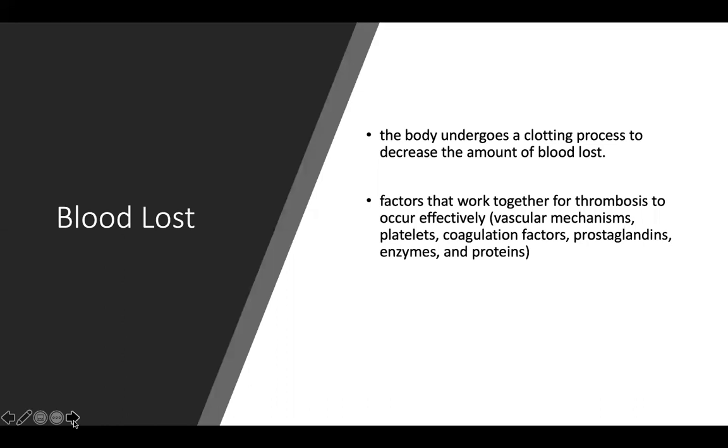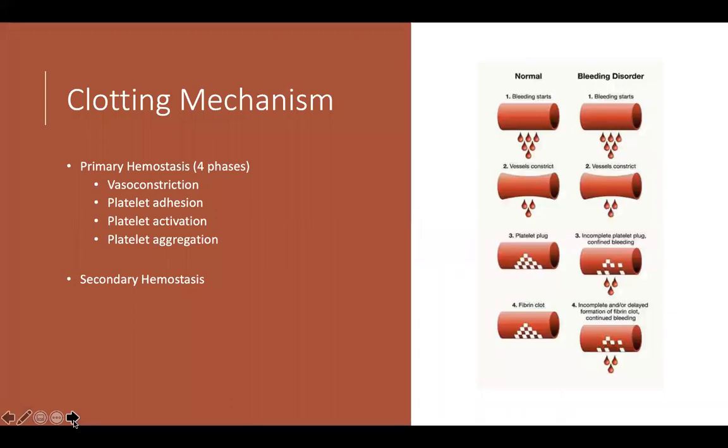When there is an opening wound, such as a laceration, we lose blood. And so that we don't lose a significant amount of blood, our body undergoes a clotting process. The factors that work together in order to control blood loss are vascular mechanisms, platelets, coagulation factors, prostaglandins, enzymes, and proteins. So this clotting mechanism is divided into two processes. We have our primary hemostasis and our secondary hemostasis.